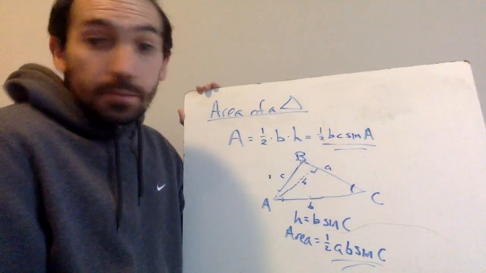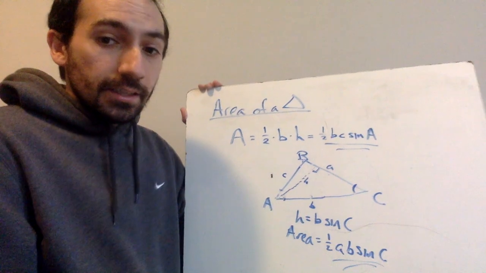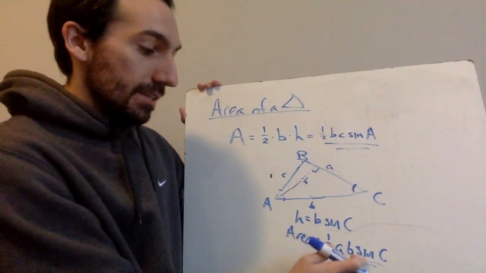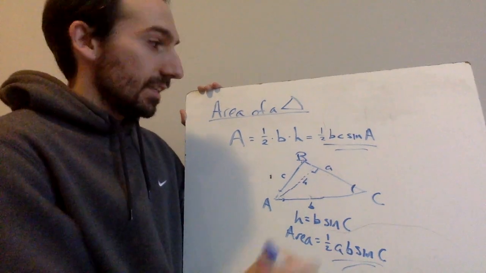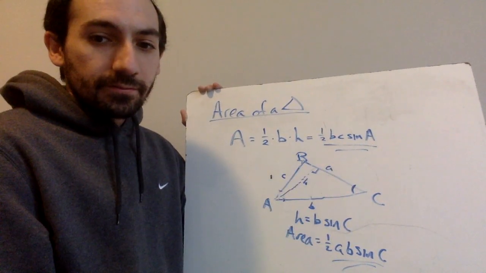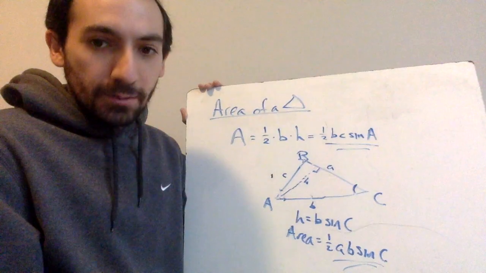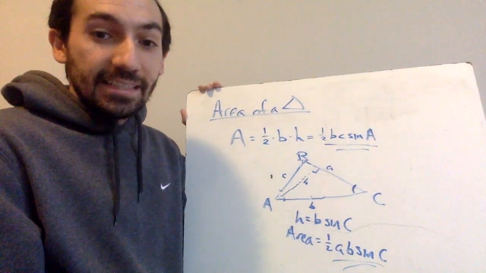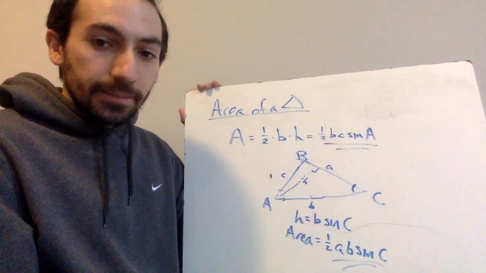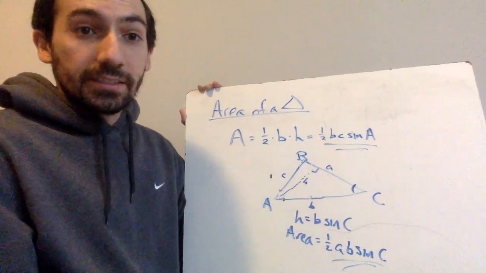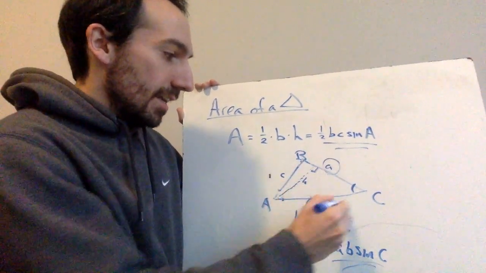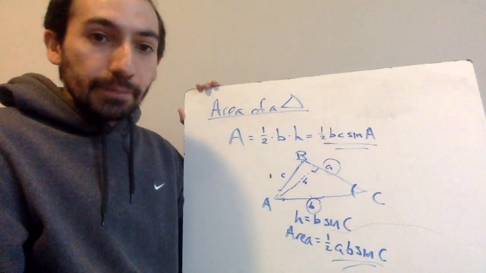We should have 3 ways because we have 3 different altitudes here, and perhaps you can guess the third way. If one way is 1/2 ab sine C, the next way is 1/2 bc sine A, it stands to reason that the third way would be 1/2 ac sine B. Those are our 3 ways to write area. All 3 letters get used exactly once, and if you'll notice, it's 2 sides and the included angle between them.